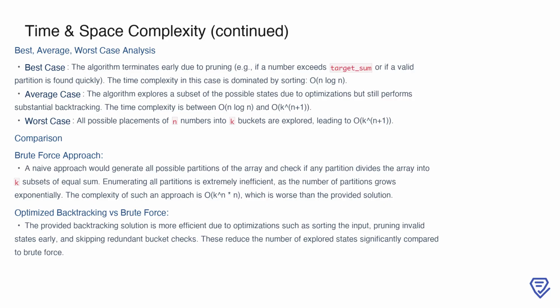The worst-case scenario involves exploring all possible placements of the n numbers into k buckets, leading to the full k^(n+1) complexity. Comparing this to a brute force approach, which generates all possible partitions, the optimized backtracking is significantly more efficient. Brute force has a complexity of k^n * n, which is far worse than the provided solution. The optimizations in our approach, like sorting and skipping redundant checks, reduce the number of explored states and make the algorithm much faster in practice.